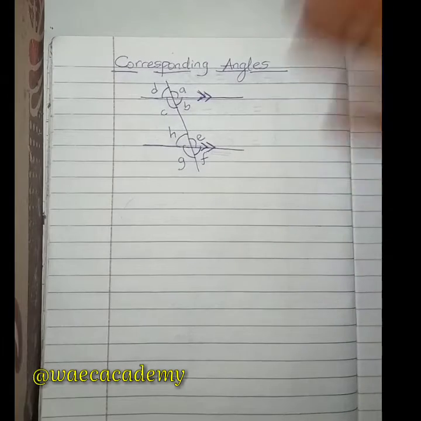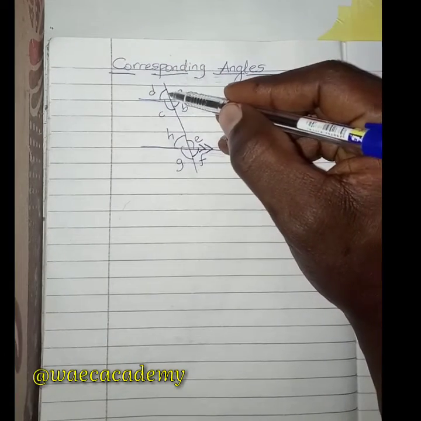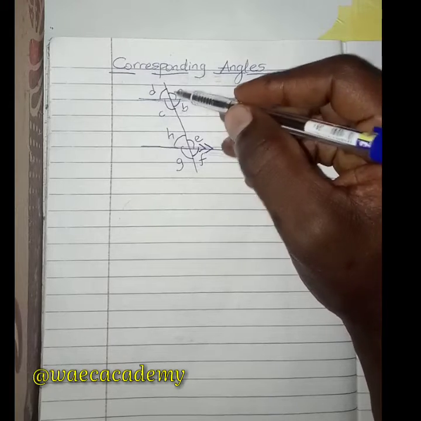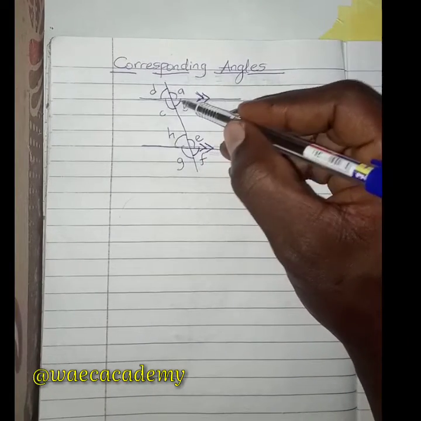Or they are at the same position, basically. So now, if you have A here, A is where? It's on the top of the parallel line towards the right. Just pay attention to that. A is on the top of the parallel line towards the right. So top right is over here.